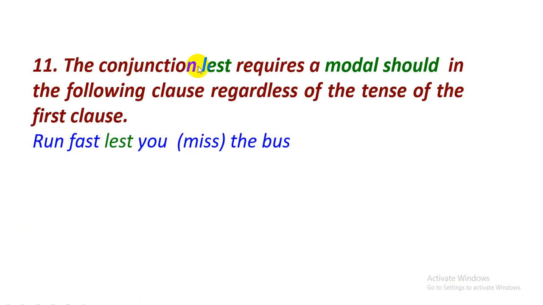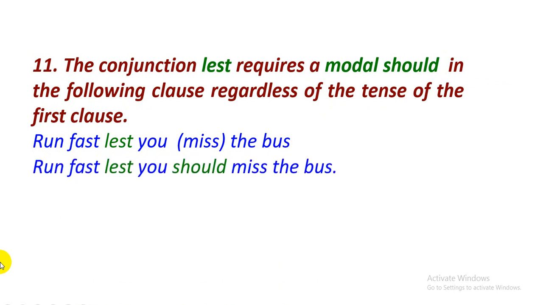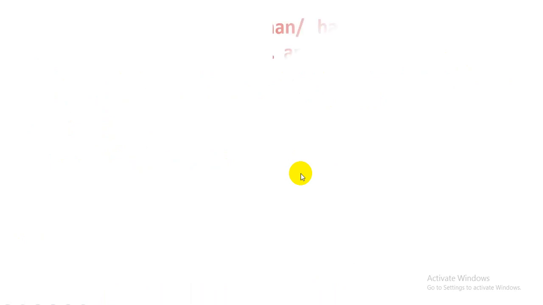The conjunction lest requires a modal should in the following clause, regardless of the tense of the first clause. Run fast, lest you miss the bus. Run fast, lest you should miss the bus.